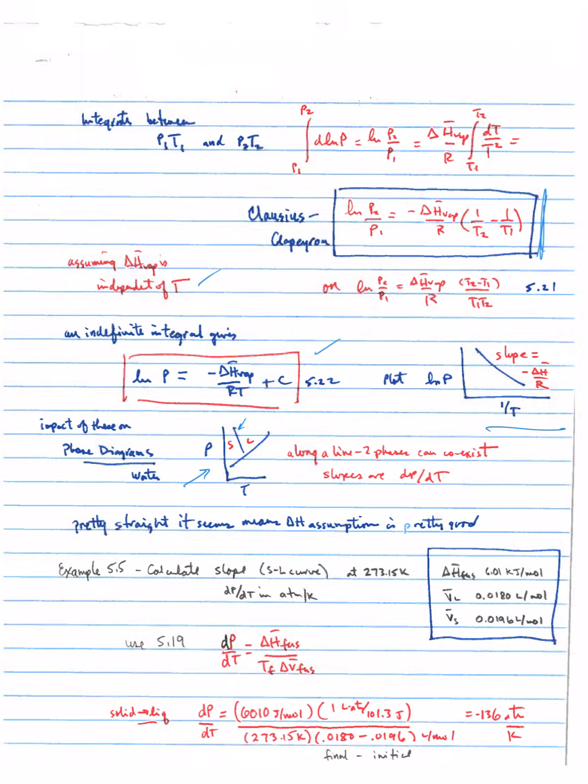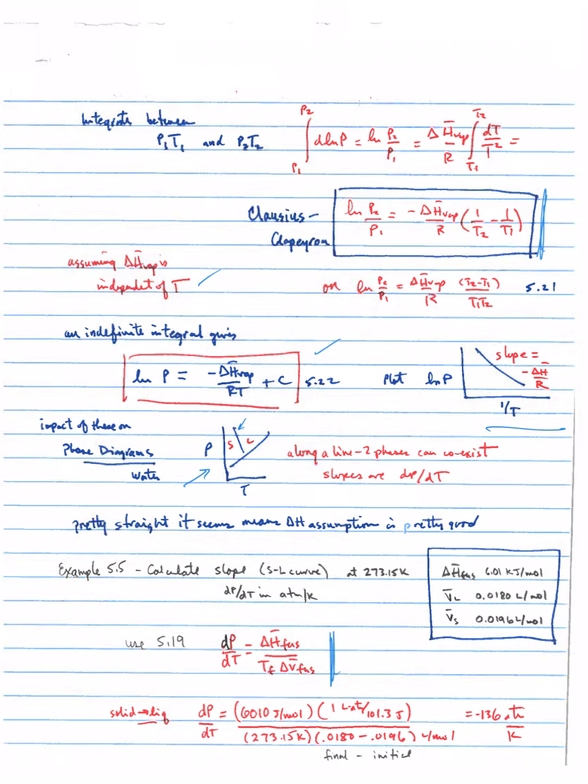Now, if the line ends up being pretty straight, it means that the delta H assumption is relatively good. And let's look at this example, 5.5, straight out of the book. Calculate the slope of the solid-liquid curve. So that's the steep one there at around 273 degrees, given the information.